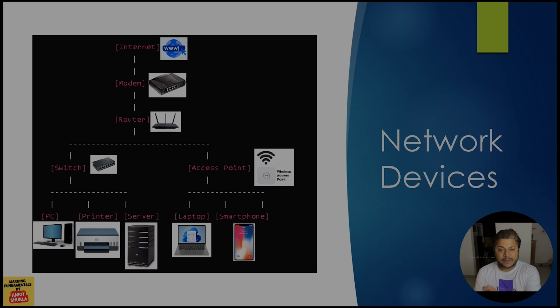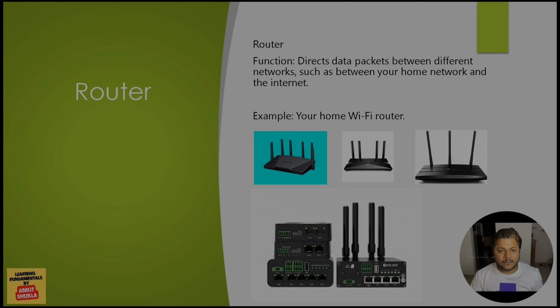Next we have the router as the first network device. The function of the router is that it directs data packets between different networks, such as between your home and the internet. There are different examples over here. I'm absolutely sure you all have experienced them, used them in your day-to-day life.